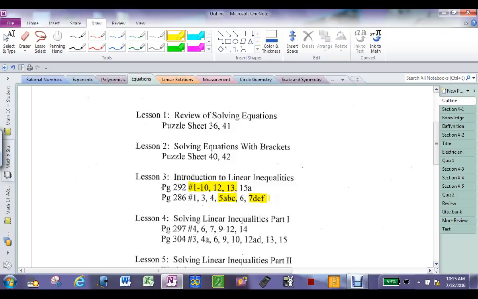So right now you are either working on those yellow highlighted questions or you are studying for your polynomial test, which is happening at 10:50. Please go get a drink of water. Is this our 15-minute break coming up? Yes. The break.